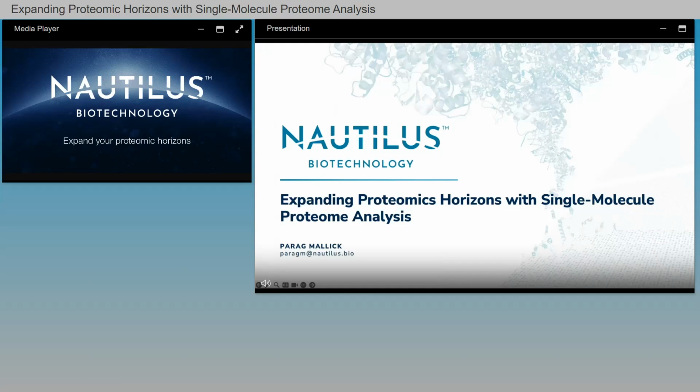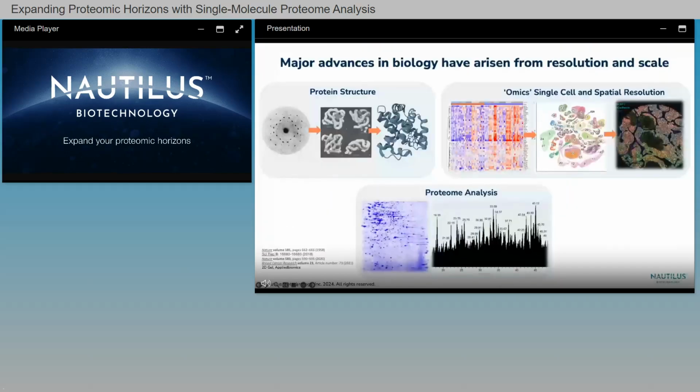Before we dive in, I'd like to start off by recognizing how tremendous advances in biology have arisen from advances in resolution and scale. We saw this in protein structure initially, in the transition from looking at diffraction maps, ultimately to low resolution crystal structures, to where we are today, where we have high throughput methods to solve crystal structures at sub-angstrom resolution. And that enabled our understanding of biology and protein interactions and drug protein interactions.